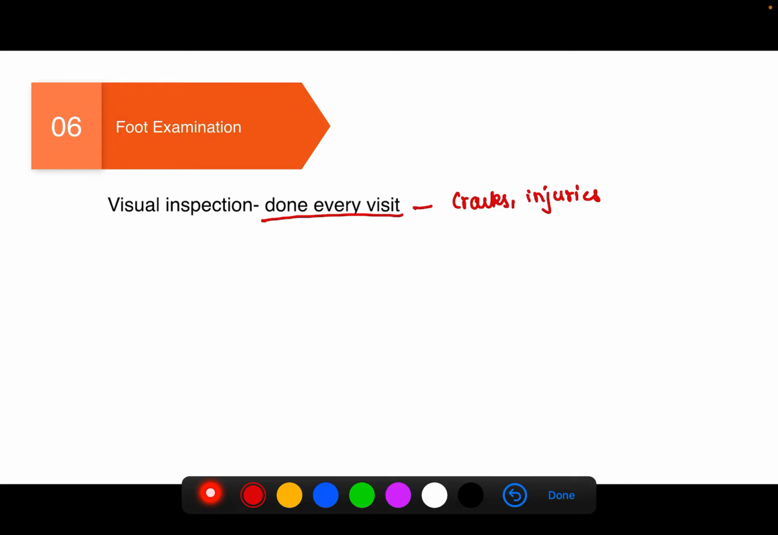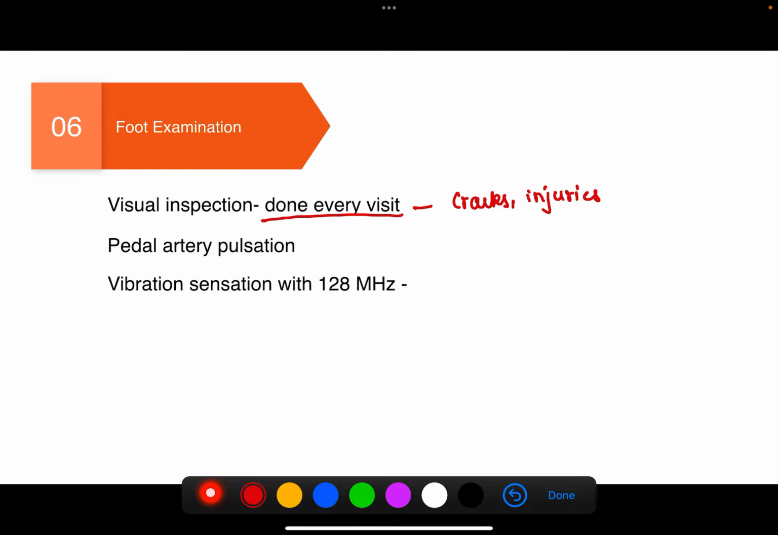Then what else can you check? Pedal artery pulsation, vibration sensation. You will be checking for all the sensations: vibration, touch, pain, reflexes, all these things. How do you check for vibration? You will take a 128 hertz tuning fork and keep it at the base of the great toe. You should assess if the patient is able to feel the vibrations or not.